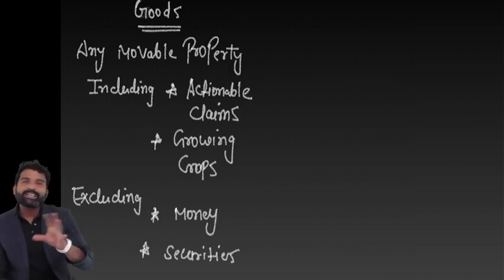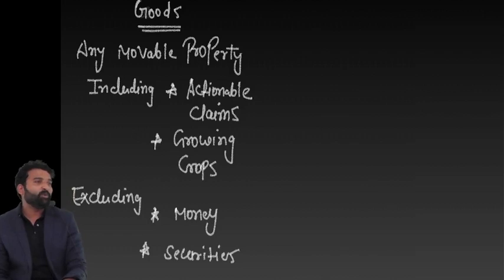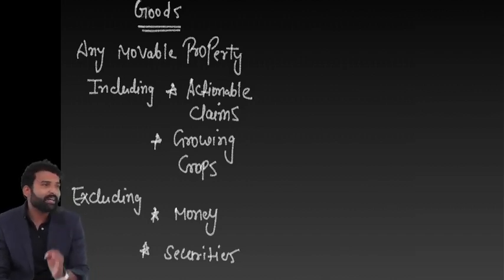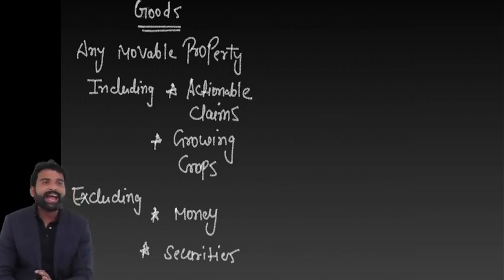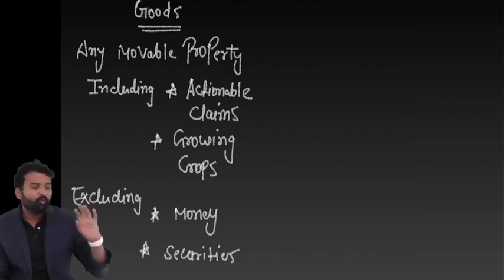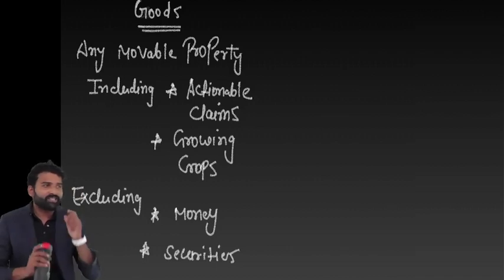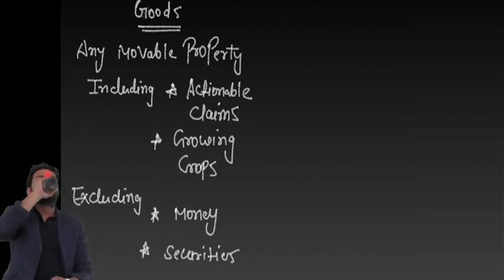So goods, everybody knows this definition. Goods means any movable property. The important thing is two inclusions and two exclusions. Look at the two inclusions. The first one is that goods includes actionable claims. This is weird, because generally actionable claims are not covered in the definition of goods, but here in GST actionable claims are included in the definition of goods. Can anybody tell me why? Why are actionable claims included in the definition of goods?